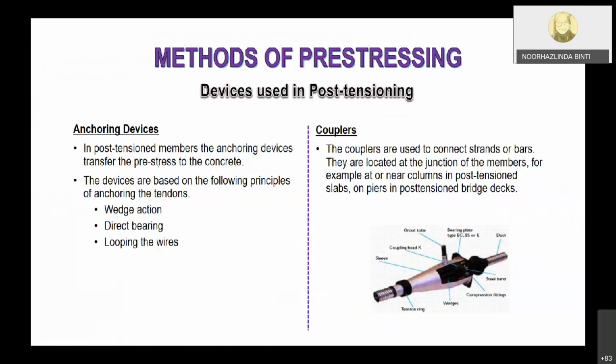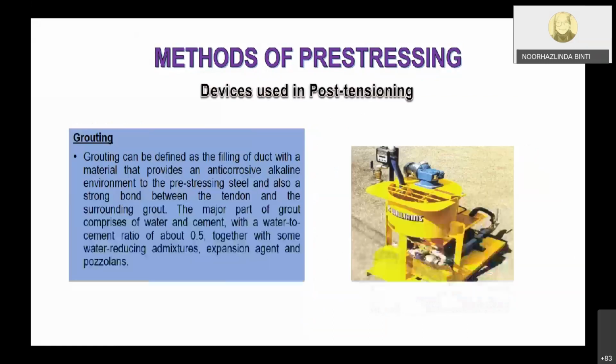Okay, I just show you. Coupler is used if that particular structure is connected to another structure. For example, a beam will be connected to a column. So we need this coupler. Okay, this is just for your knowledge. This is a machine for grouting.